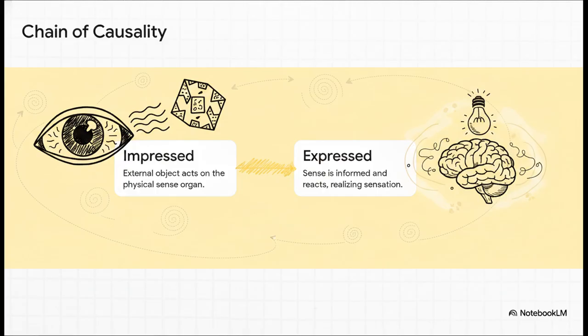Step 1 is the impressed species. That's when the external object acts on the physical sense organ, literally impressing its form upon it. Step 2 is the expressed species. The sense is informed, it actively reacts, and the intention is fully realized. And guess what? That expressed species is the actual conscious sensation you experience. It's a perfect internal action that bridges the gap between the physical world and your immaterial mind.